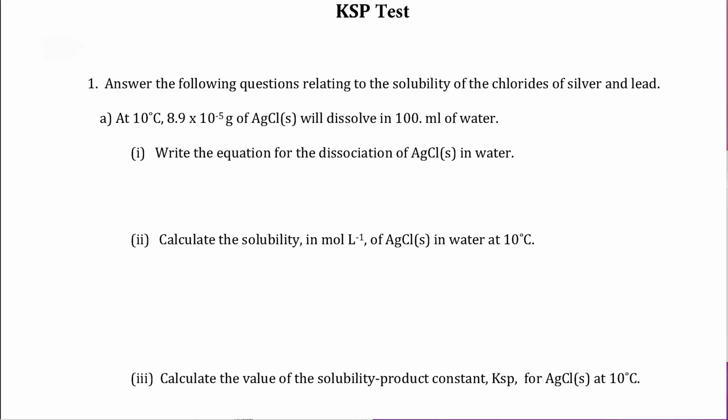So let's begin reviewing this Ksp test, which is really the 2001 AP Chemistry FRQ. I like the old tests. Okay, any case, let's get right to it.